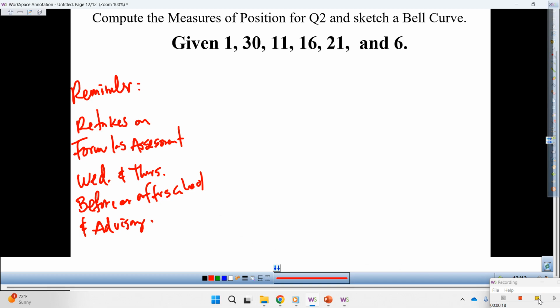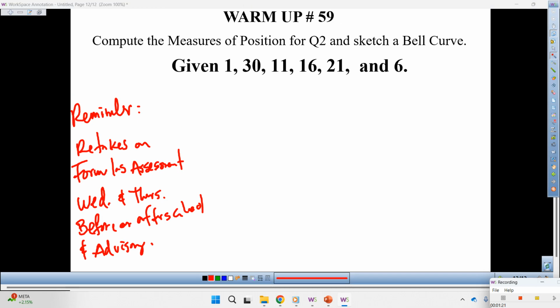I'll give you guys some time. All right, remind your neighbor what they mean. What do they mean with compute the measures of position? Remind your neighbor, and then Austin's going to get us started. Talk to your neighbor. What do they mean with measures of position?